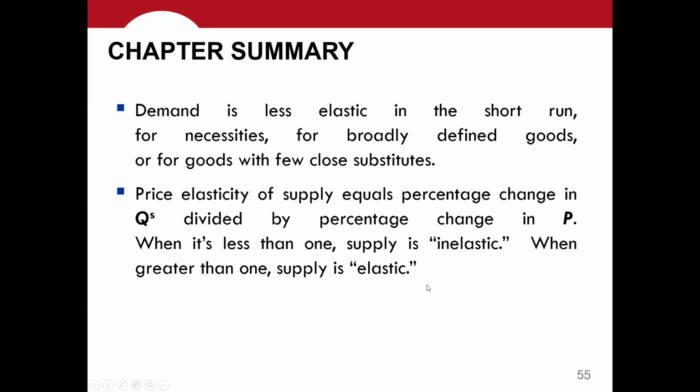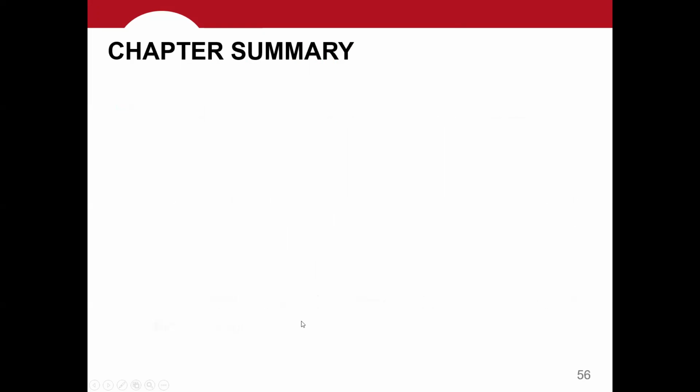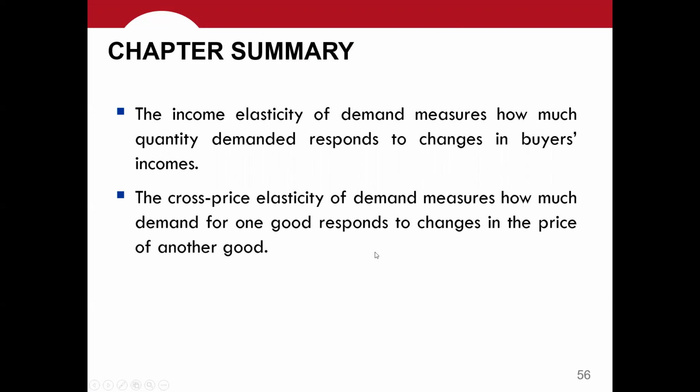We also realized that price elasticity of supply equals the percentage change in the quantity supplied divided by the percentage change in price. When it's less than 1, supply is inelastic. When it's greater than 1, supply is elastic. And so price elasticity of supply is greater in the long run than in the short run. We also looked at the income elasticity of demand, which measures how much quantity demanded responds to changes in the buyer's income. And we also looked at the cross-price elasticity of demand, which measures how much demand for one good responds to changes in the price of another good.